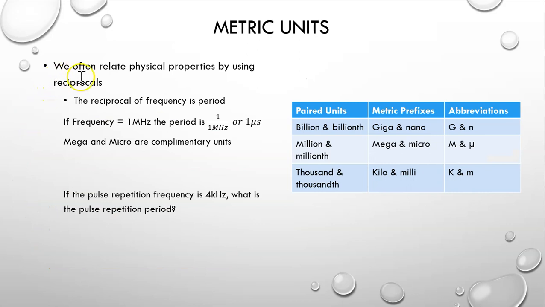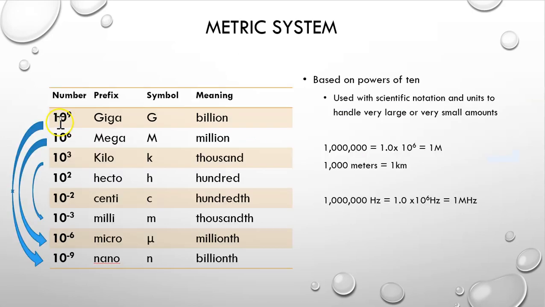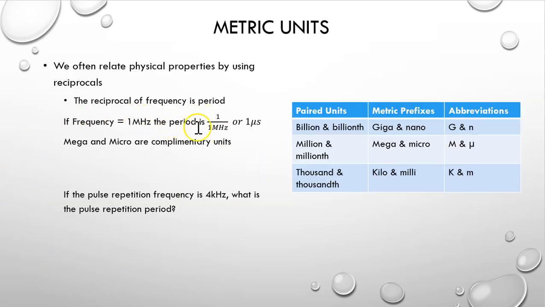With metric units, we often relate physical properties by utilizing reciprocals. So if the frequency equals 1 megahertz, then the period is 1 over 1 megahertz, or we simply can write 1 microsecond. Remember, mega and micro, in our little chart that we had here, are reciprocals of each other. When we go to do this relationship, whatever's in the bottom, we raise to the top and change it to the reciprocal. So if the pulse repetition frequency is 4 kilohertz, what is the pulse repetition period? I'll leave that for you to figure out.